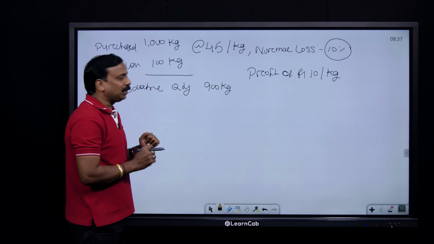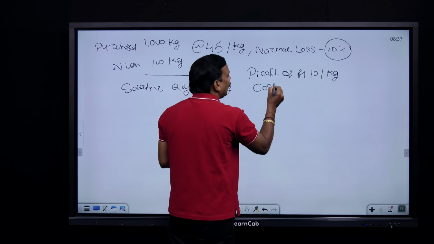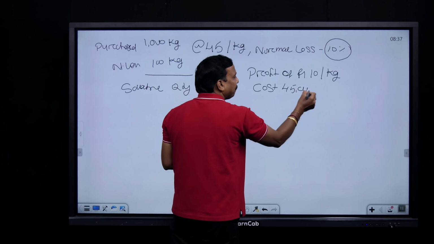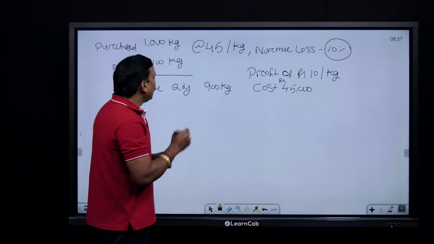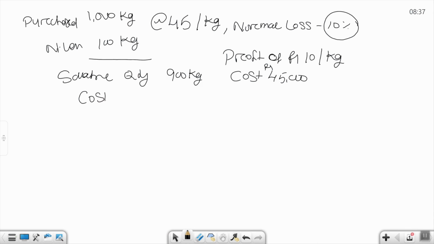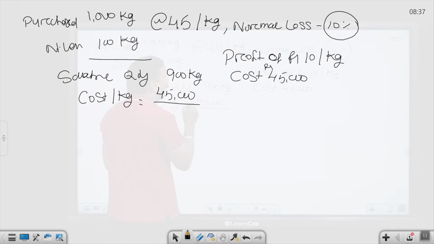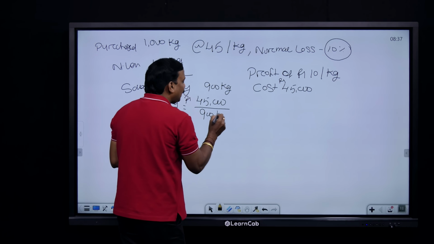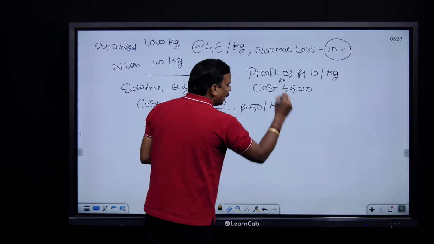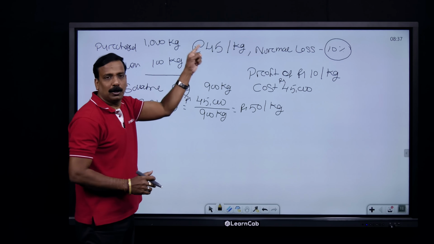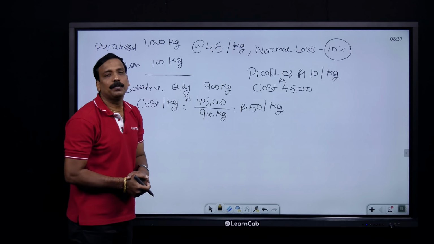Now this 900 kg, what is the cost? Cost remains the same. That's 45,000 rupees. So please tell me, how much is the cost per kg now? Now it is no more 45. It has become 45,000 divided by 900 kg, which comes to rupees 50 per kg. So please tell me, we purchase it for 45 rupees. But what is the cost for us now? It is 50 rupees. Why?